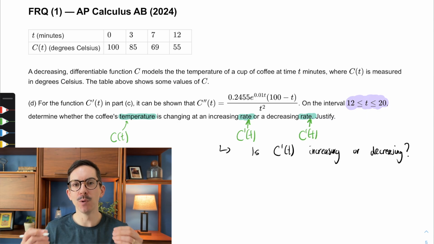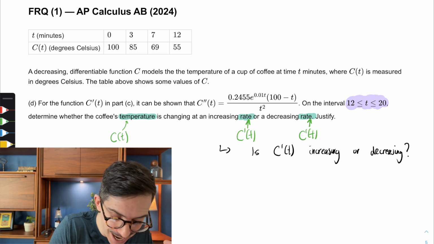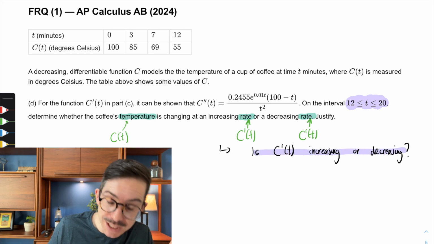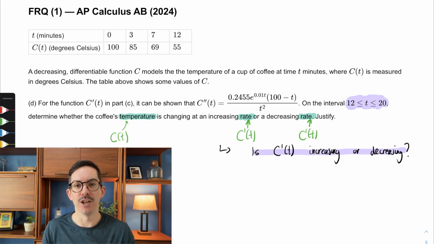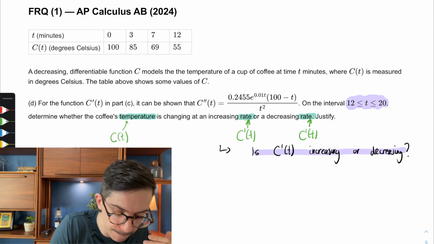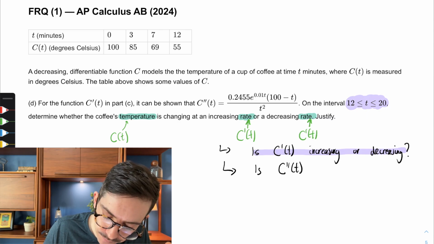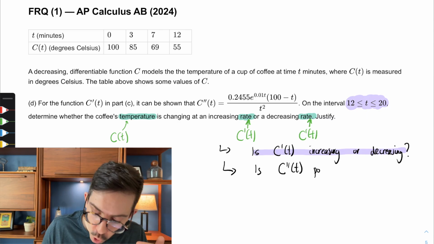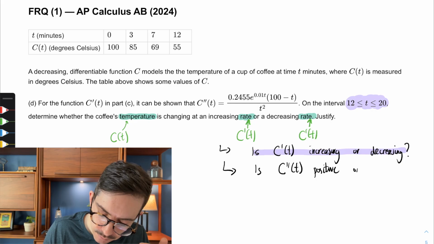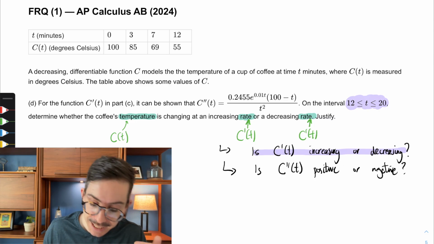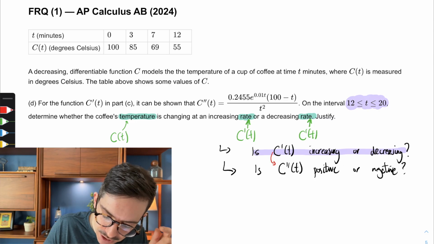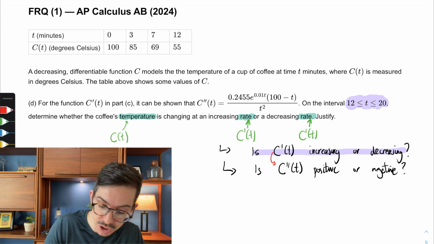So what they're hoping we will do here to justify our answer is translate this question about C prime into an equivalent statement about C double prime. So what we can say is, is C double prime positive or negative? And that's just our standard relationship between a function and its derivative.